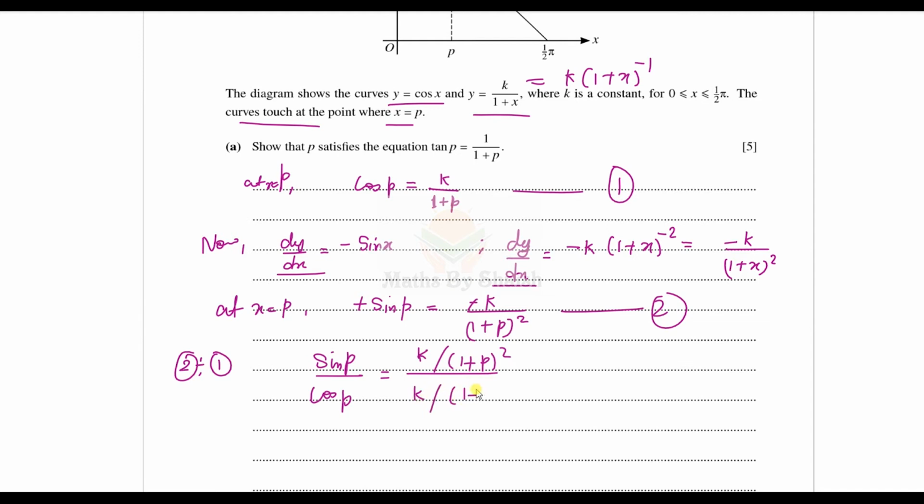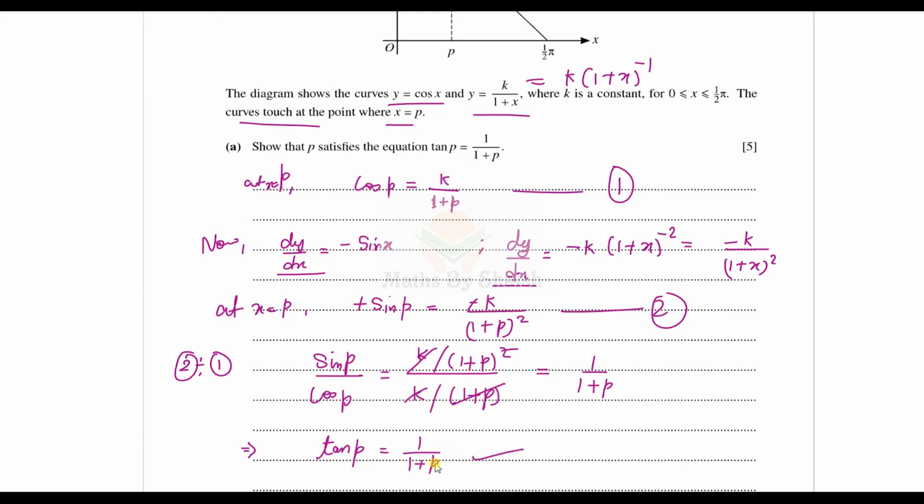And then we can see these two will be cancelled, this one power will be gone, and it is going to be 1 over 1 plus p, and hence we'll get tan p is equal to 1 over 1 plus p. And that's done. I hope it is clear. Let's do the next part of it.